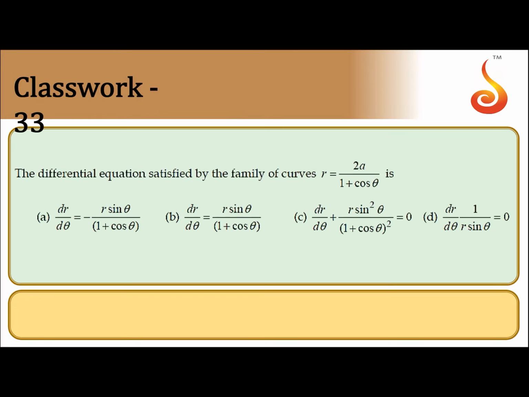Next, 33. r is equal to 2a by 1 plus cos theta. Theta is the independent variable, r is the dependent variable. You are differentiating r with respect to theta, where a is a constant. Why don't you bring that 1 plus cos theta to the left hand side and differentiate, and 2a will be eliminated. So 1 plus cos theta multiplied by r is equal to 2a. Differentiating once, 2a will be eliminated, that will be 0.